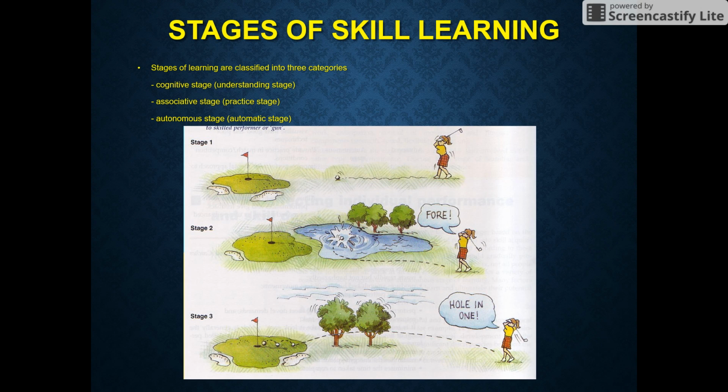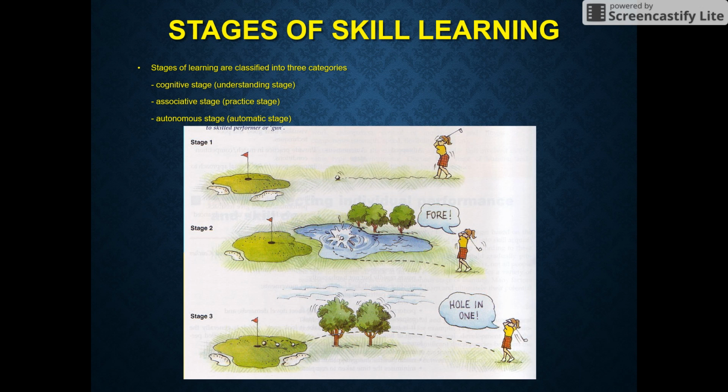The second stage of skill learning is called the associative stage. This is identified by the emphasis for practice, hence the alternative name of the practice stage. The learner, having acquired an idea of what a skill actually is, needs to repeat the movements to enhance synchronization of both mind and muscles. Errors will still happen, but they're going to be smaller and less frequent than that of the cognitive stage.